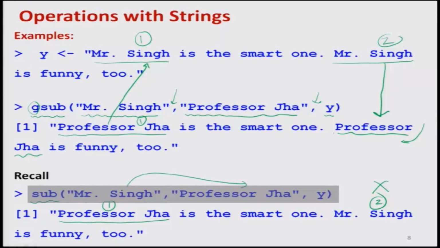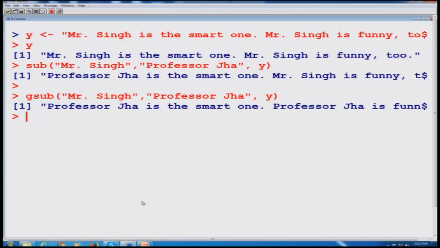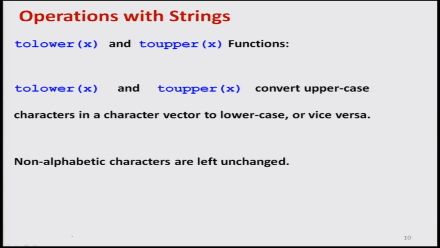So, I simply come back to my earlier command and replace sub by gsub. You can see now the things are happening. Mr. Singh is replaced by Professor Jha at the first place, and Mr. Singh at the second place is also replaced by Professor Jha. Okay. So, now let us come back to our slides, and here you can see the screenshot of the same operation. Now we come to another option that is available in R.